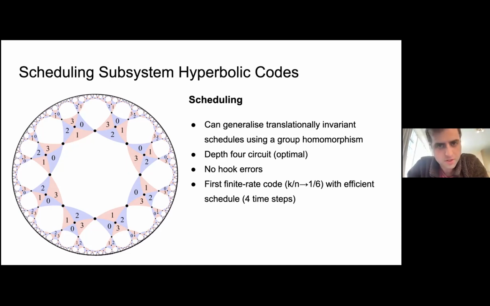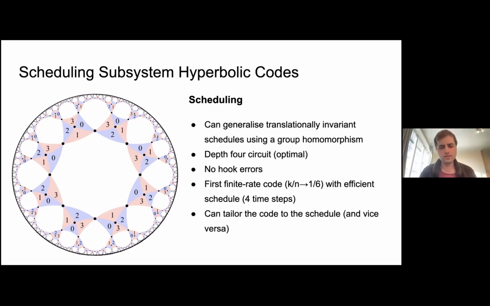That's a result of the weight 3 checks, so that's inherited from the subsystem toric code. And so, to the best of my knowledge, it's the first finite rate code that we're aware of that has an efficient parity check measurement schedule. And so I think it shows that it's important to tailor the code to the schedule as well as vice versa. So for example, it'd be a lot more difficult to schedule, say, a 6-4 subsystem hyperbolic code.